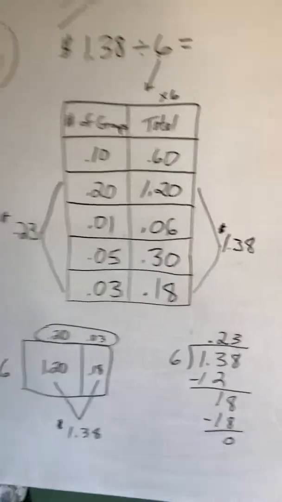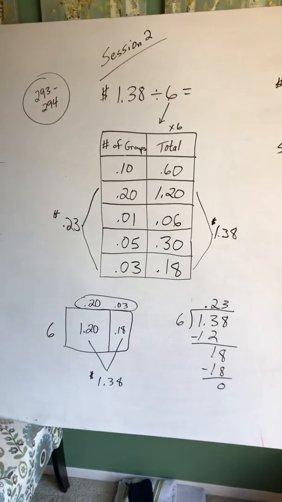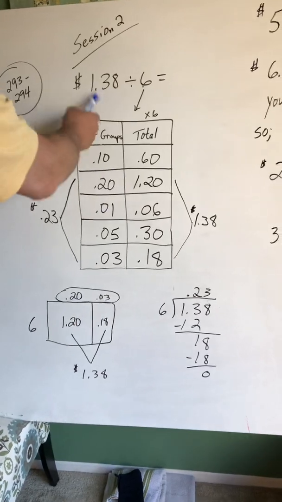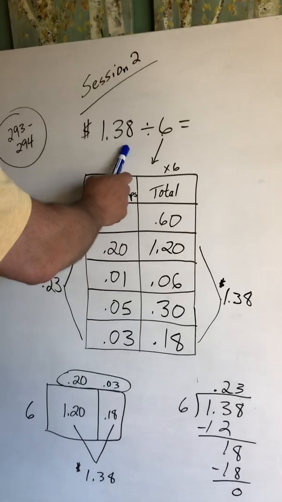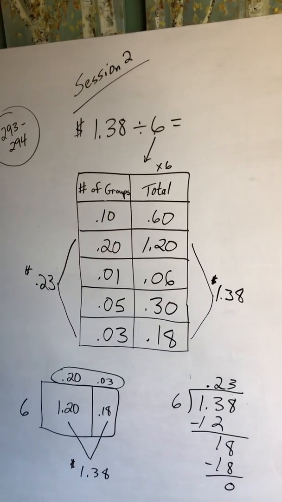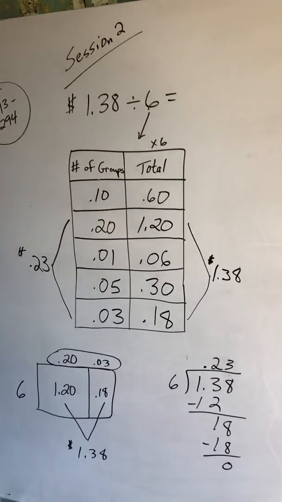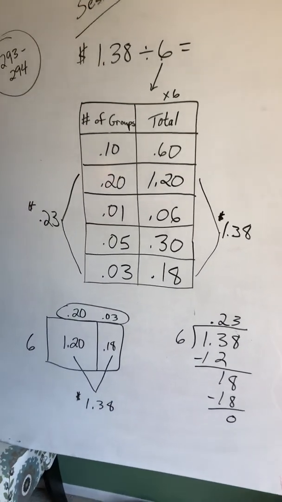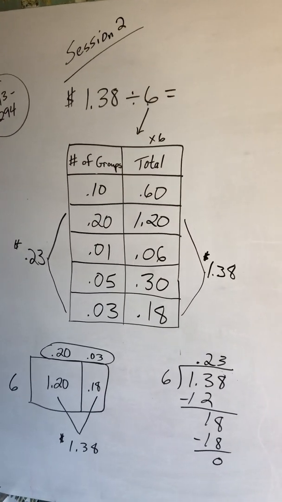All right, session 2, this is referring to pages 293, 294 in your student book. Goes along the same lines. If we were in school, we were going to be doing this together. This is in the teacher's guide. But if you had a pack of gum that's $1.38, and it's got 6 sticks in it, how much is each stick? So you have like 4 of these to do. On these 2 pages, they make like 4 charts like this, okay?